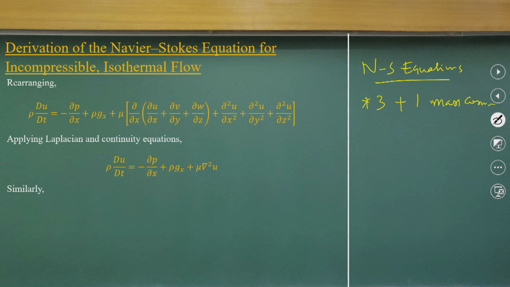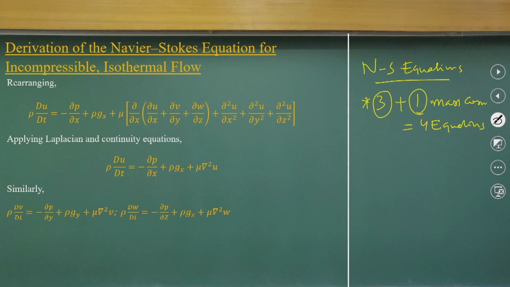But if you remember, these are the equations we have derived for the incompressible isothermal case. Okay, those are the assumptions you have to look at. For that derivation, we have three equations which are nonlinear second order partial differential equations. One equation we have from mass conservation. So, that means again we have four equations, no doubt about that.